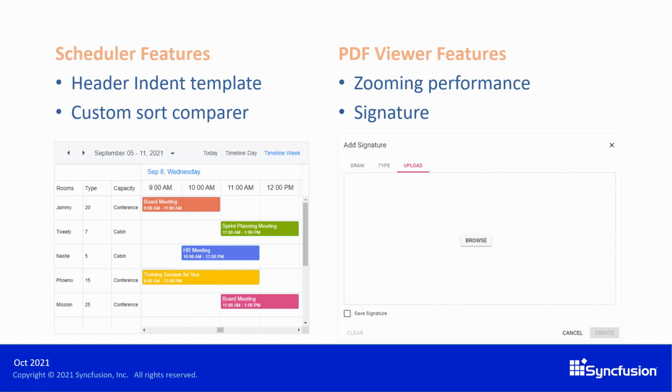So you can write your own sorting logic. And apart from this, to the PDF viewer component, performance enhancement has been made while zooming the page content. And with the signature support, now the signature dialog will show the signature options like draw, type, and image. So you can make use of either of the options.